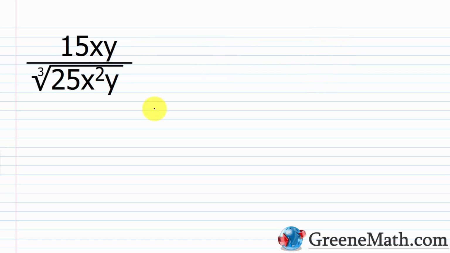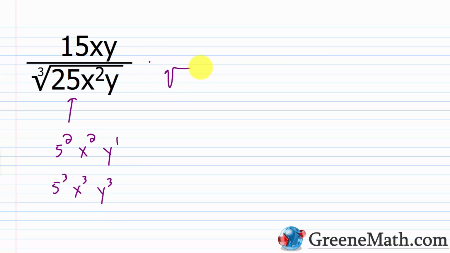All right, for the next one, we'll look at 15xy over the cube root of 25x squared y. So if I think about 25, it's 5 squared. I know x squared is just x squared, and I know y is y to the first power. I need a perfect cube under here. So what I'm going to need is 5 cubed, I'm going to need x cubed, and I'm going to need y cubed. So what am I missing to get to 5 cubed? I just need a 5.